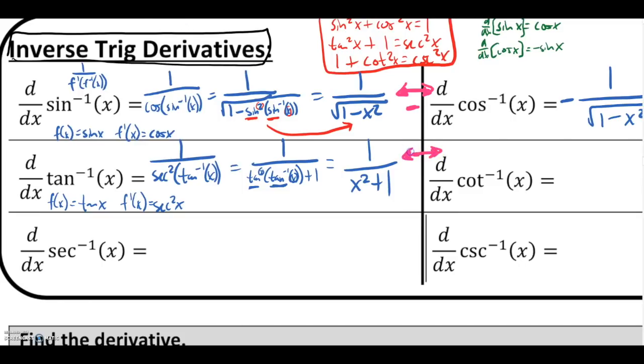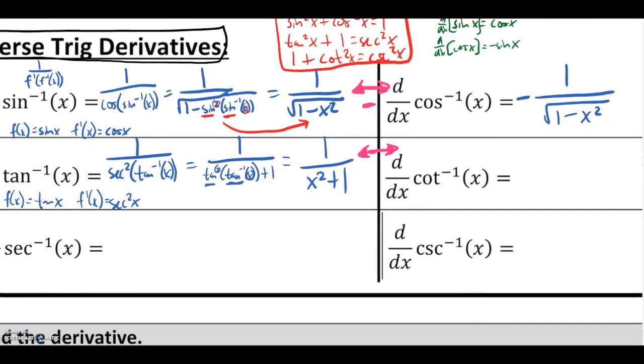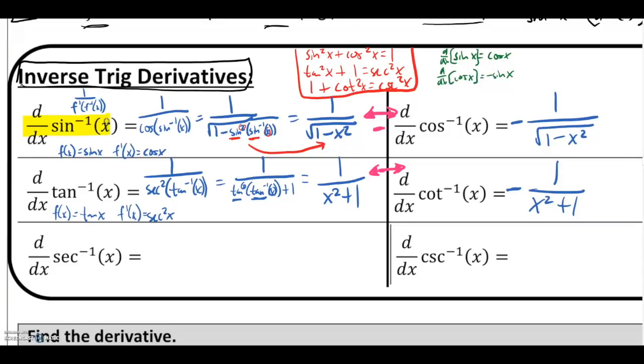Tangent and cotangent are very closely related. Just like with sine and cosine, they're only going to differ by a negative. And so the derivative of cotangent inverse of x is still going to be 1 over x squared plus 1, but with a negative in front. And so these four are the most common inverse trig functions that we run into. So make sure at this point we work on memorizing them, and really think you only need to memorize sine inverse and tangent inverse because cosine and cotangent come directly from those two.